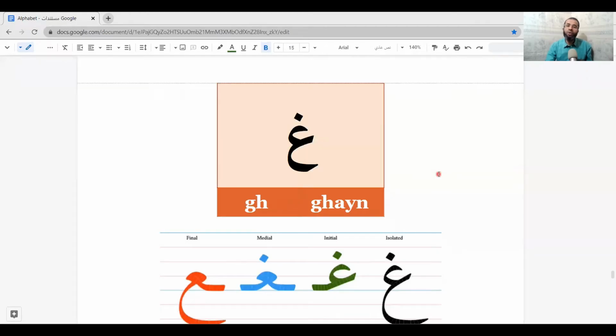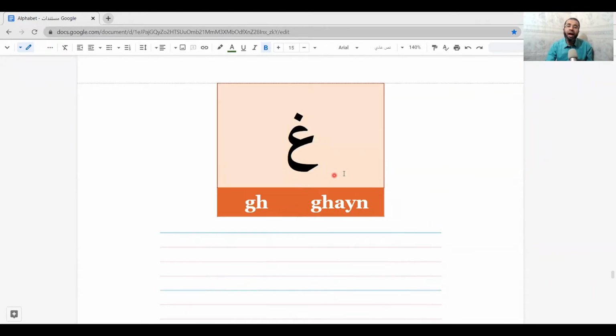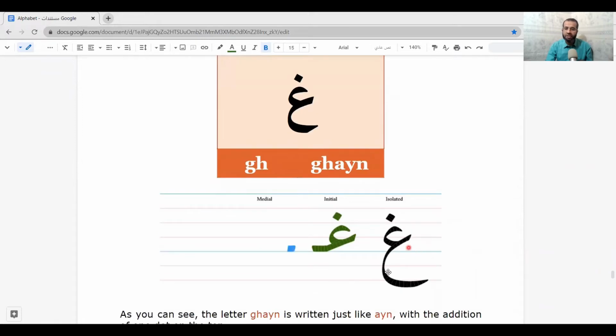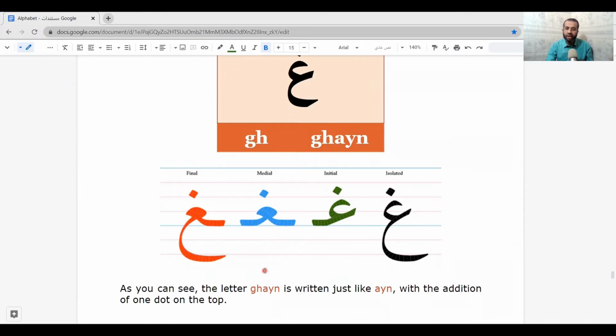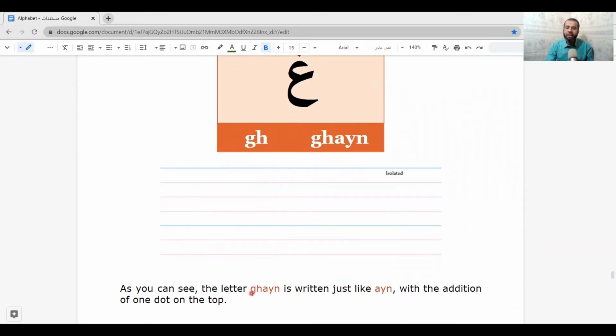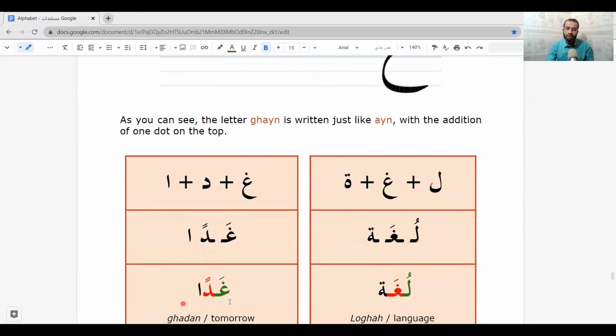Now let's move to a new letter. This is a new letter. غين غين غ غ. It's written just like عين, as you see, with a dot above. Look, it's written like this. As you can see, the letter غين is written just like عين with the addition of one dot on the top. Let's study these words.